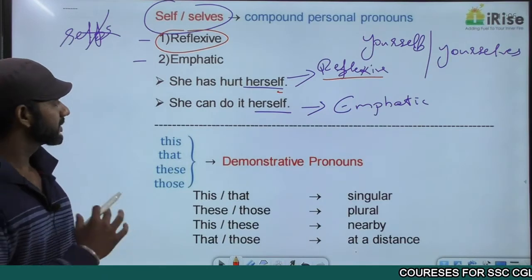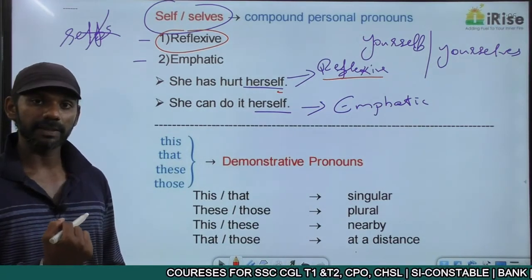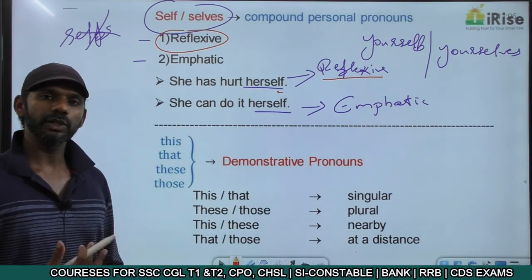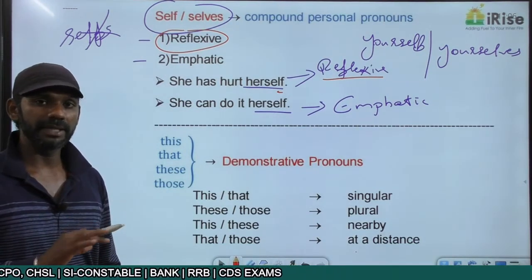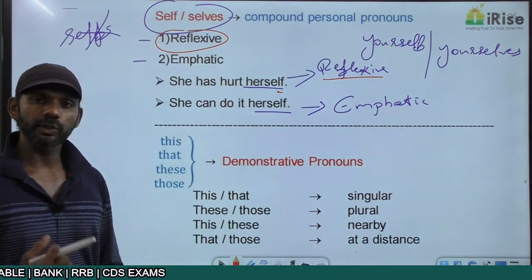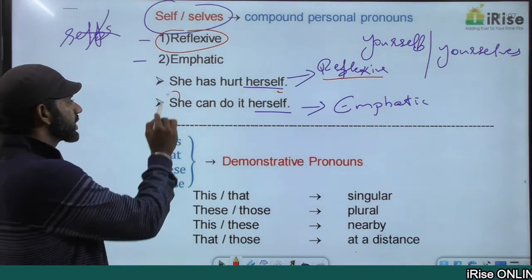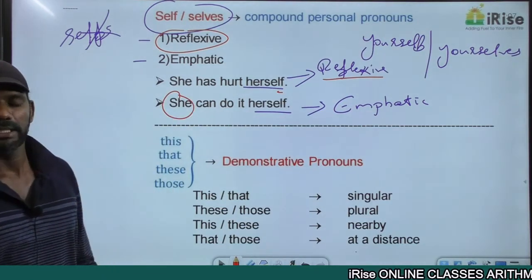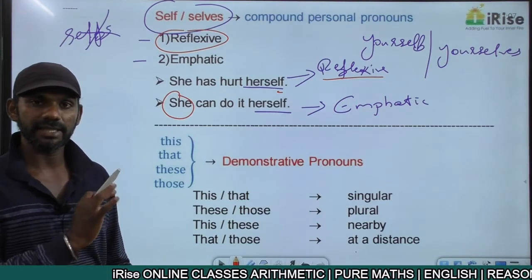Getting it? The second one. She can do it herself. Now, can is for ability. She can do it herself means she does not require the help of anybody else. She has the ability to do it herself. So in this statement, the complete focus is only on the subject. When the complete focus is only on the subject, it is termed as emphatic.